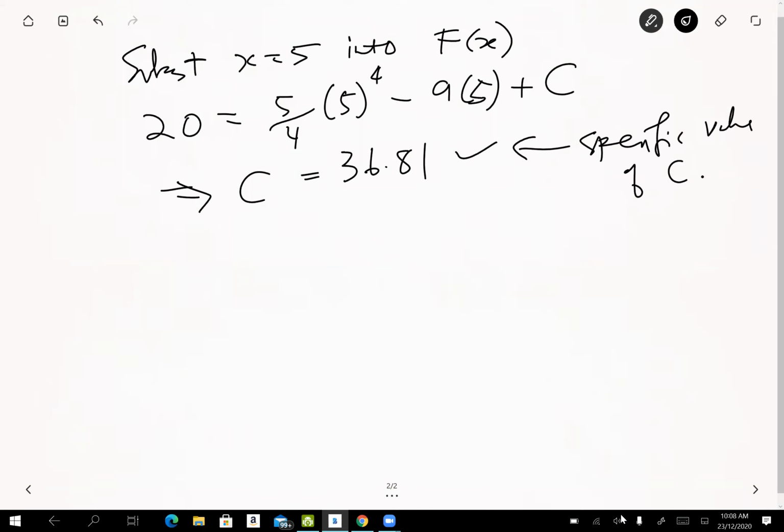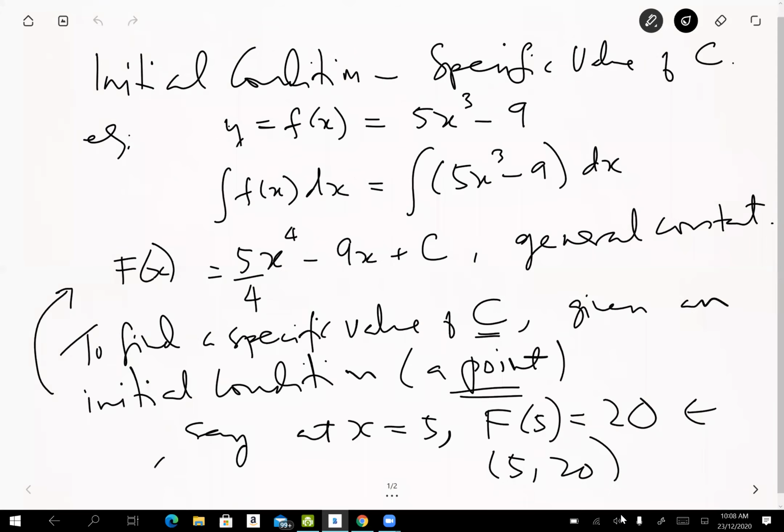So that is what you call finding c given an initial condition. That initial condition can be any point. It can be at x equal to 0, or it can be at x equal to 5, but it's only one point. As long as there is one point, you can substitute.